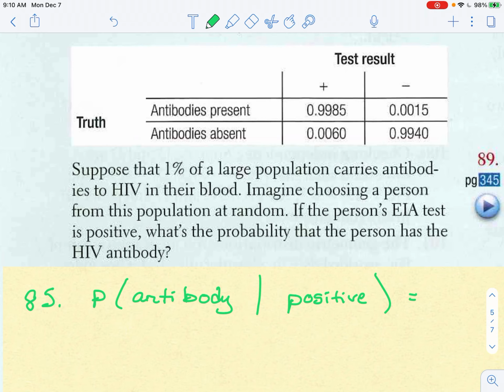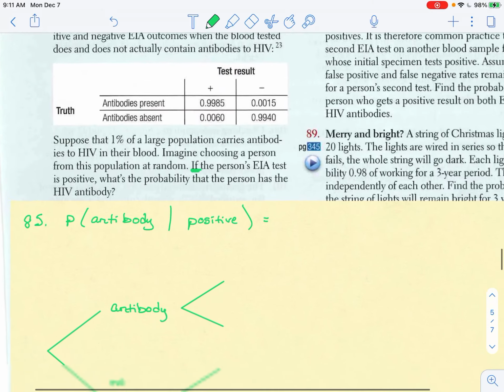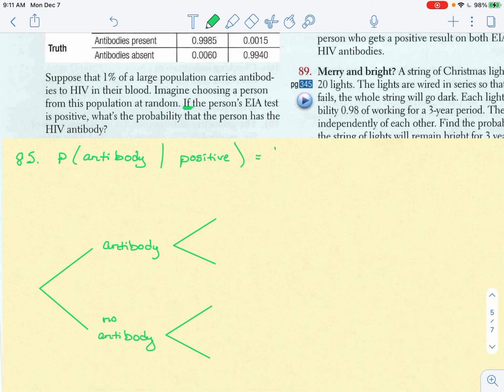It says we're finding the probability that they have the antibody, but this is if the person is already positive. So this is a conditional probability. We talked about the formula for that: find first the probability that both events are true, the probability that somebody has the antibody and they're HIV positive, and then you divide by the probability of the conditional event being true, the probability that they are positive in the first place.